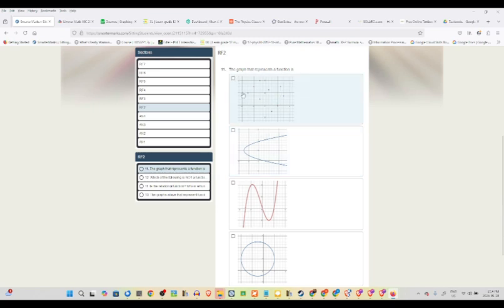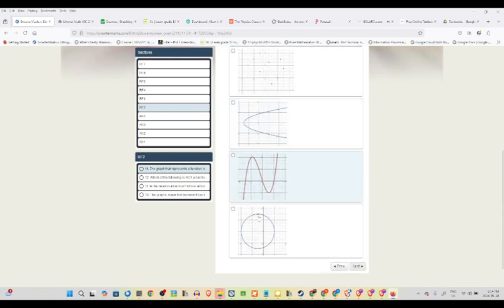Working on relations and functions 2, which is domain and range, or relations and functions. This one is not a function. At this point, we have 2 points with the same x value. It fails the vertical line test at x equals negative 1. This fails the vertical line test almost everywhere. The circle fails the vertical line test between the right and left extremes. This cubic is fine.